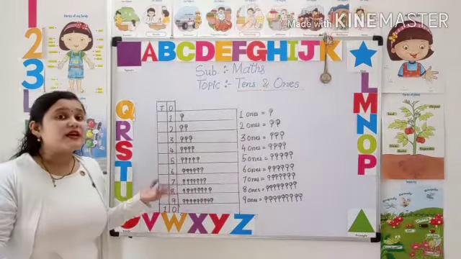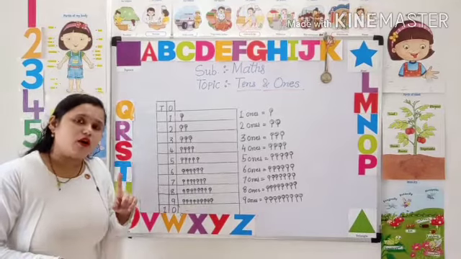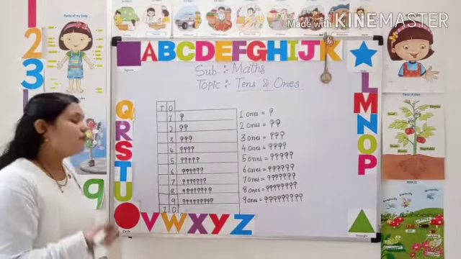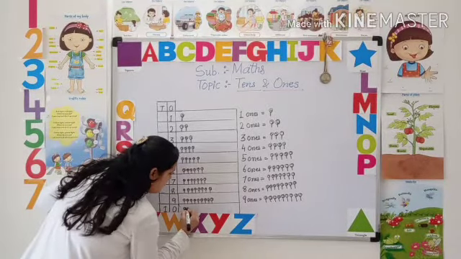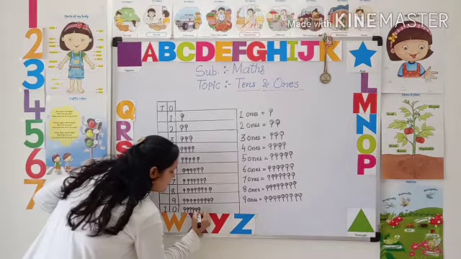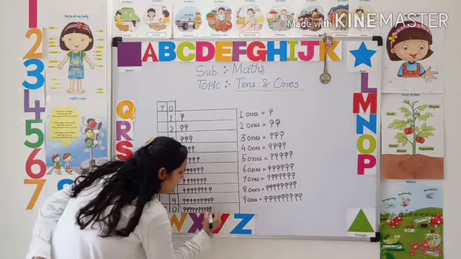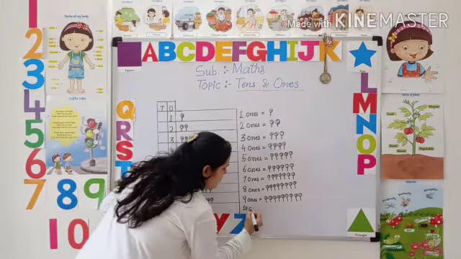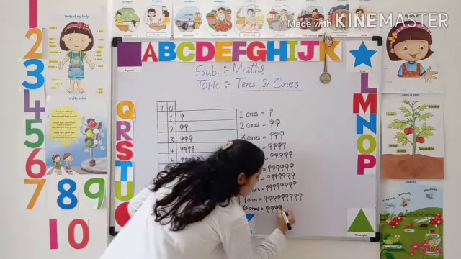Now, which number comes after 9? 10. And number 10 is the first and smallest 2-digit number. This is number 10. So, we will make here 10 lollipops. 1, 2, 3, 4, 5, 6, 7, 8, 9 and 10. Ten ones mean 10 lollipops.